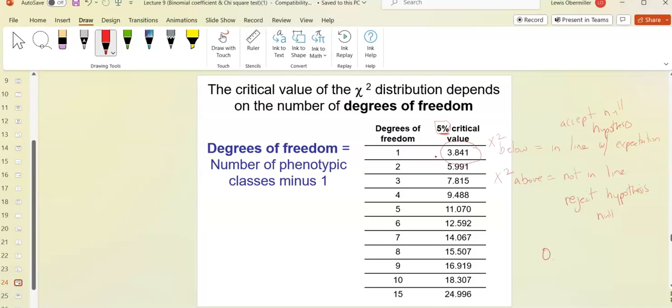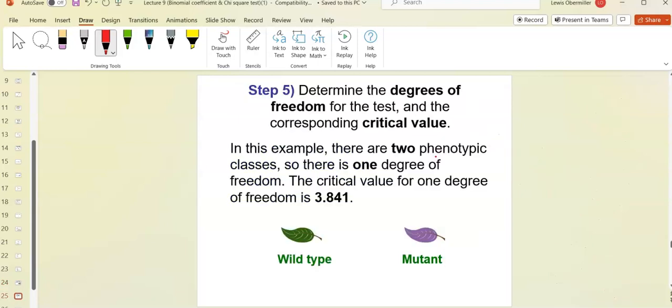Right? Since our value is 0.85, which we calculated, and our critical value is 3.841, this number is smaller, and therefore it's below our critical value. Our chi-square value is below our critical value, so it's in line with what we expect, and we would accept our null hypothesis. We would say, yes, it is in line with our 3-to-1 straight up Mendelian vanilla genetics outcome. So hopefully that makes sense.